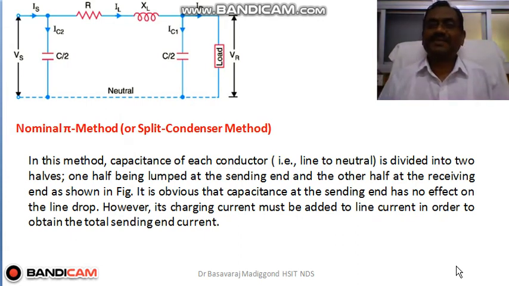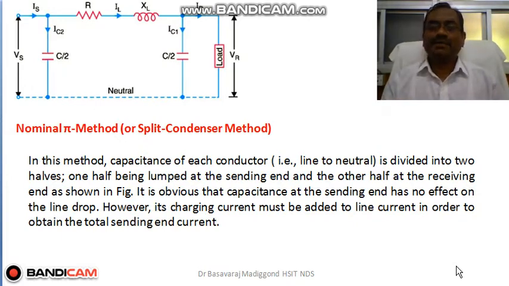Hello friends, let us continue with the performance of a medium transmission line. The third method we will discuss today is the nominal pi method, which is also called the split condenser method. The main objective of finding out the performance is finding out the voltage regulation and the transmission efficiency. That is the main objective of doing all these analyses.